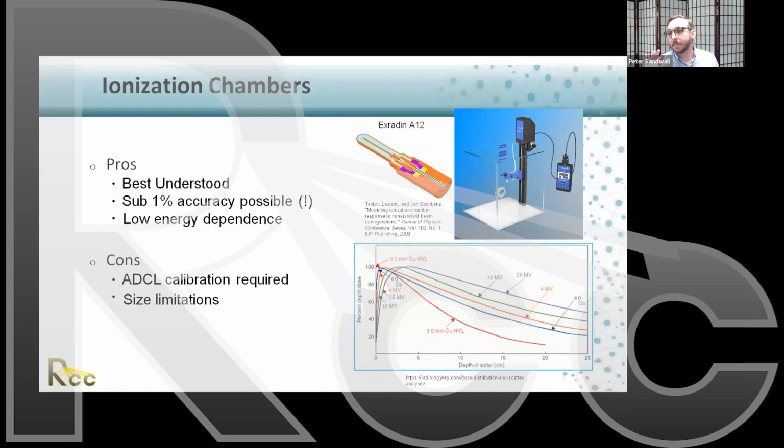And then size limitations. You can only get so small with an ion chamber, and we'll talk more about that now. What are the alternatives?